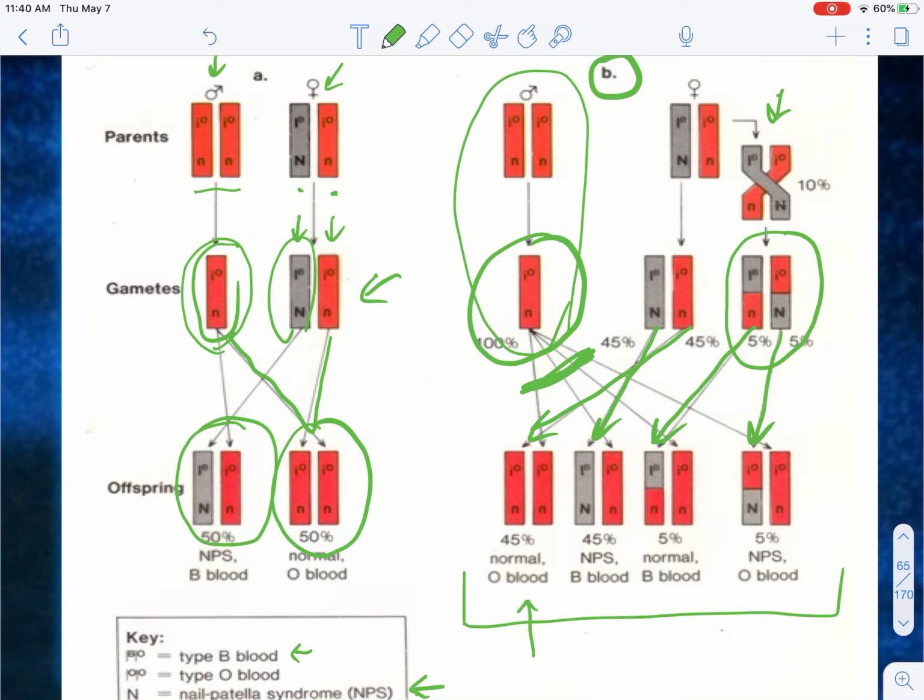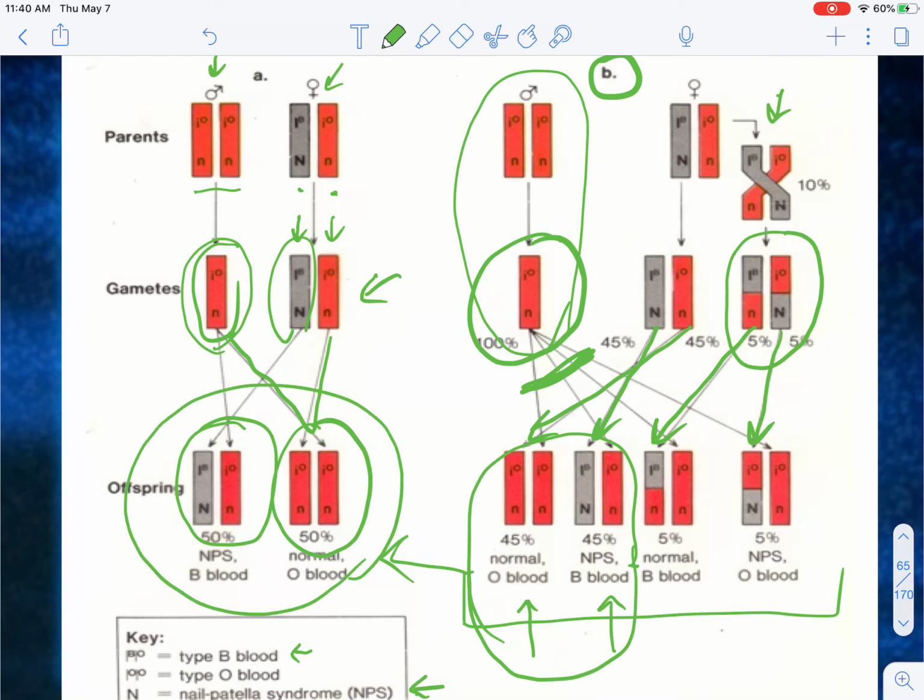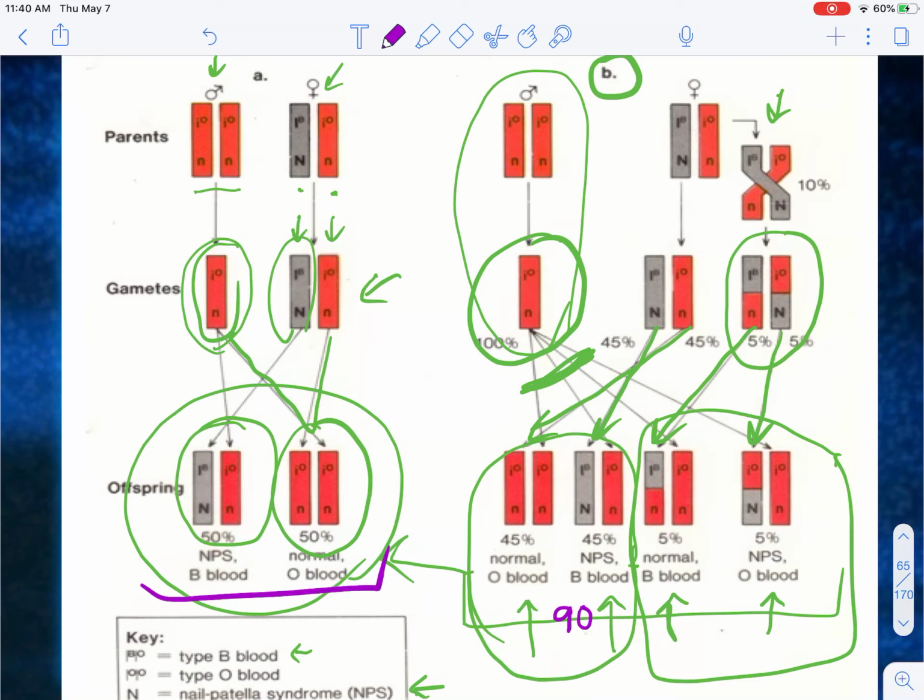And so if they did have a test group of 50 kids and we looked at their kids, we would see that the majority of the time, 45%, was what we expected to have as their kids. So we expected this to happen, as you see over here. However, 5% of the time we got something unexpected with normal and B blood, and also 5% we got the nail syndrome and O blood. We did not expect to get these two. And so that's what I mean by unexpected results.